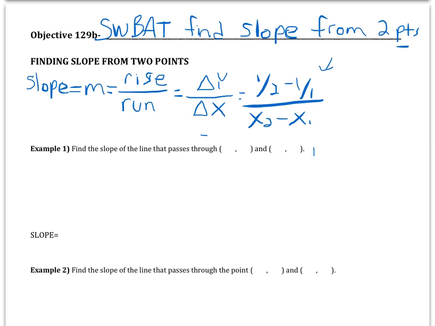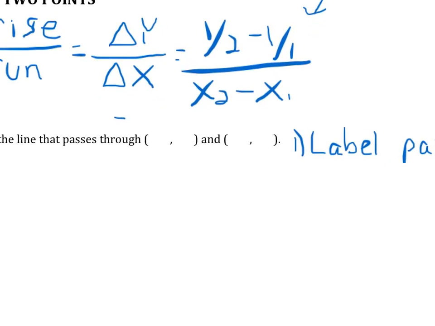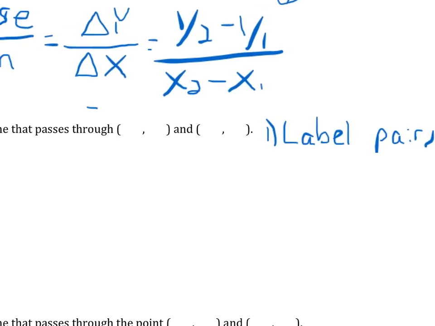Step 1 is we are going to label the pairs, or label the ordered pairs. And here is how we're going to do this. If you look at this first one, we don't even know what numbers are in there yet. I haven't given them to you, but we know that this first one is going to be an x. The second one is a y. Same with this one. The first one is an x. The second one is a y.